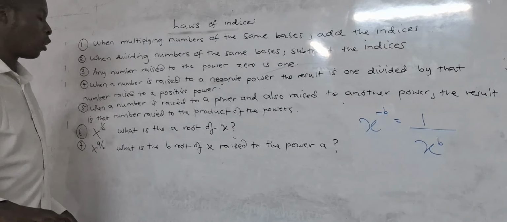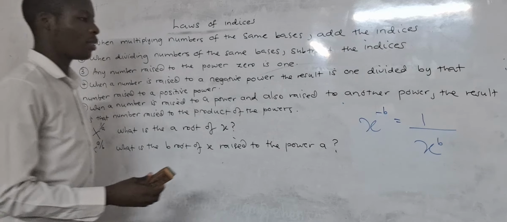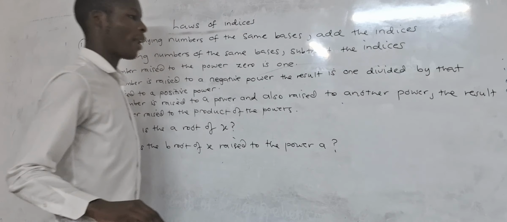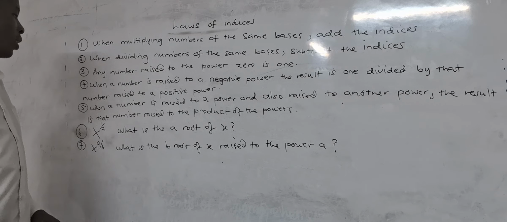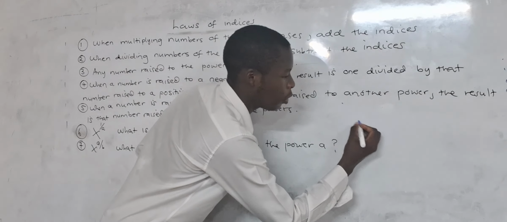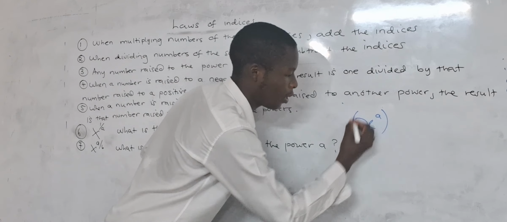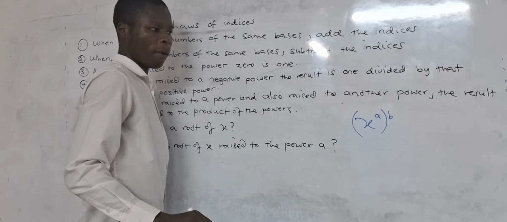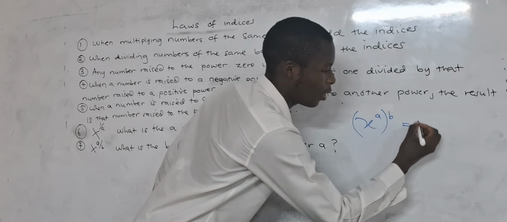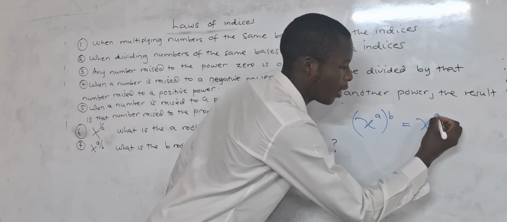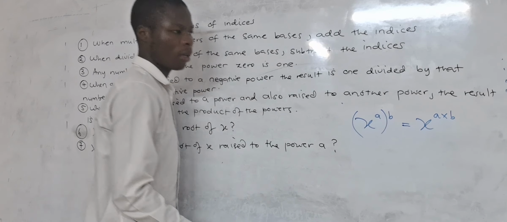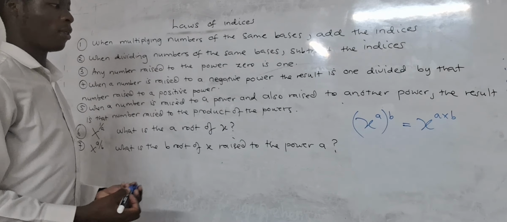Let's move on to law number 5. When a number is raised to a power and also raised to another power, the result is that number raised to the product of the powers. You have x to the power a, and this is also raised to the power b. What is the answer? The answer is x to the power a times b. You multiply the indices.